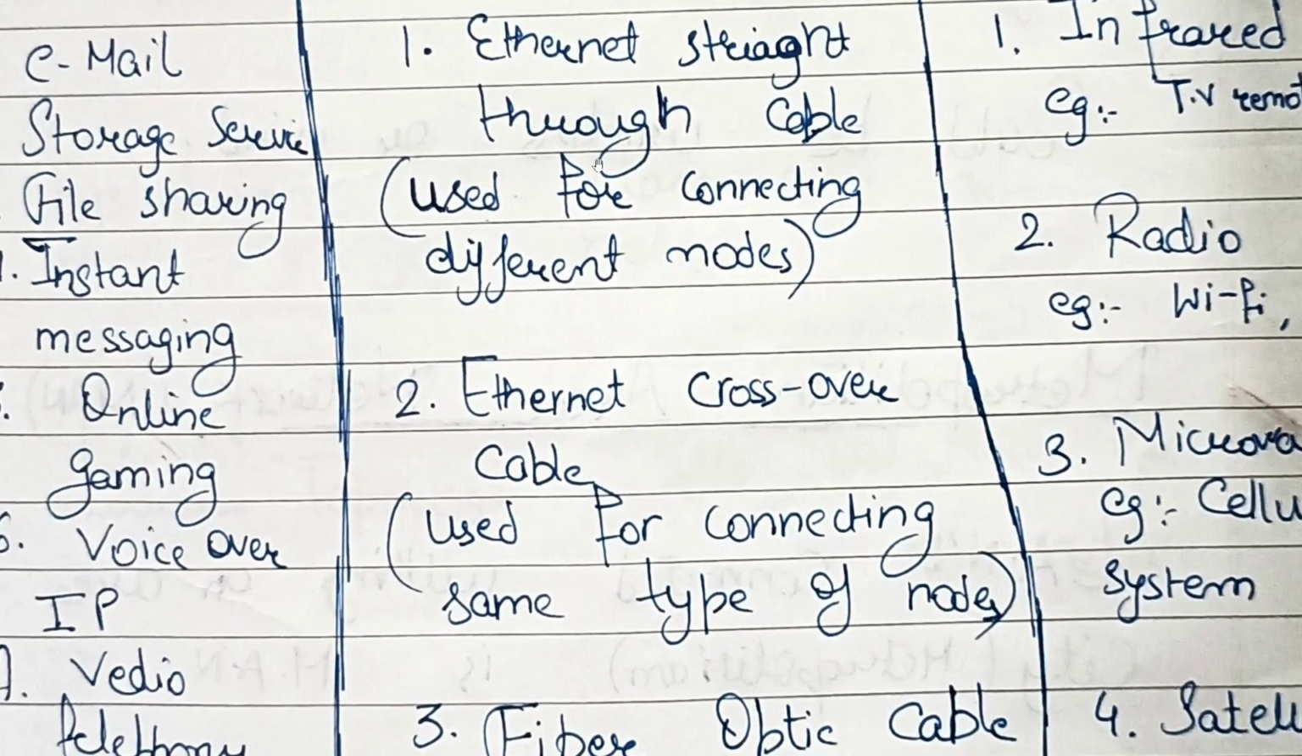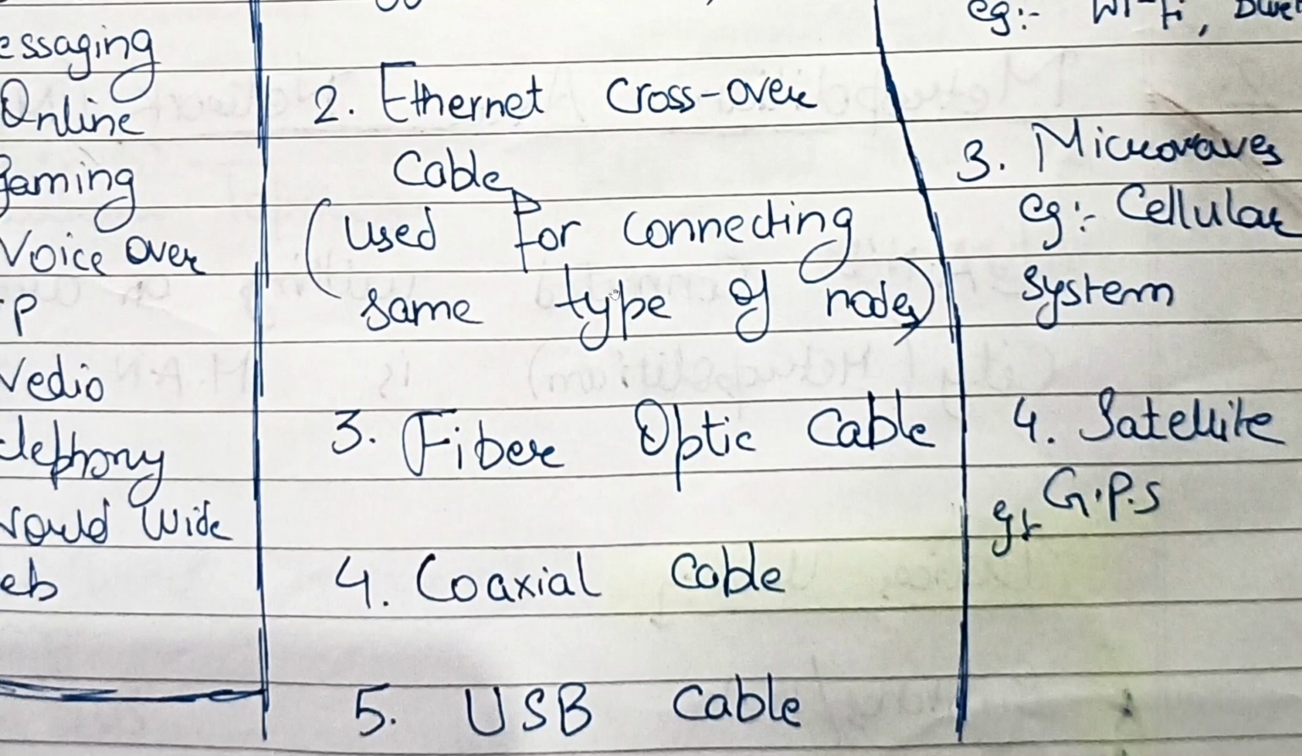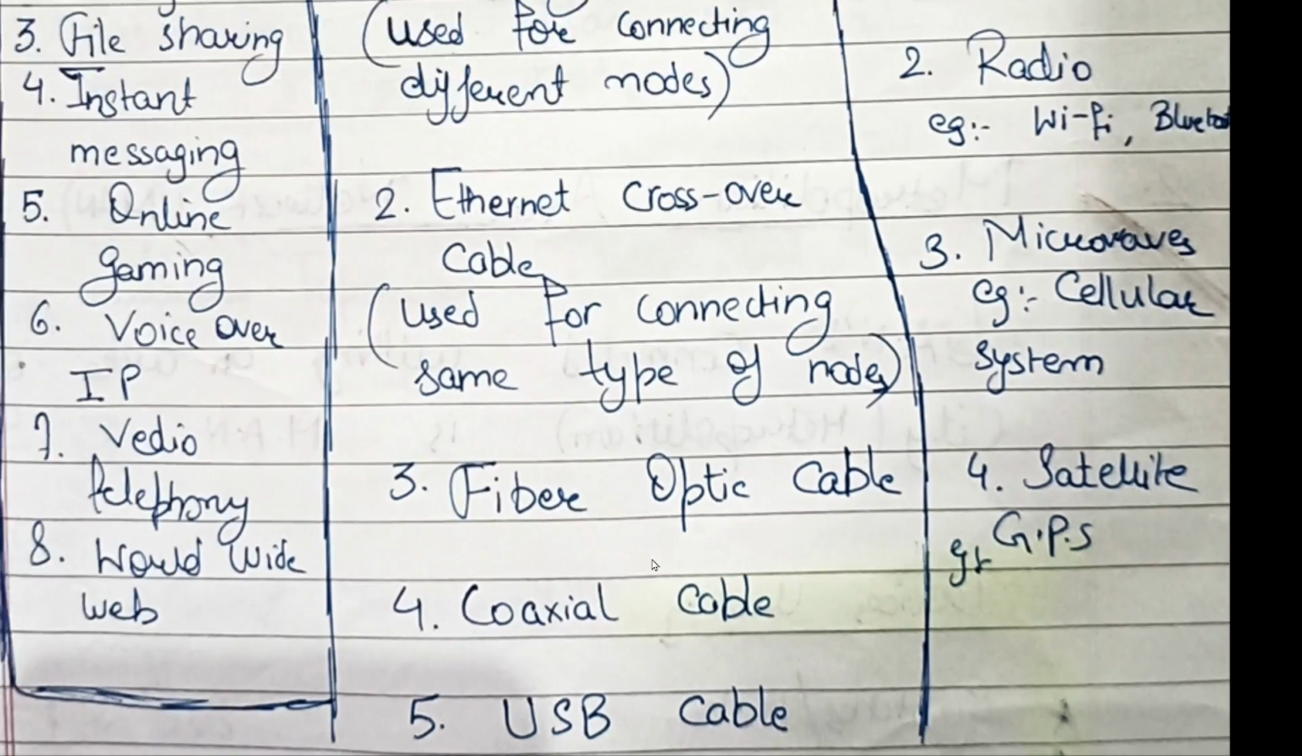Then the other one is fiber optic cable. This is probably the fastest means of wired communication, because here the signals travel at the speed of light through these wires. Then the fourth one is coaxial cable. This type of cable you probably would have seen for connecting your set-top box and your TV. I'll show you, just wait a second. And the last one is USB cable.